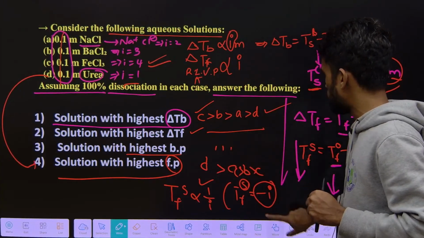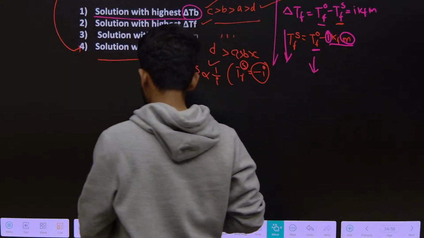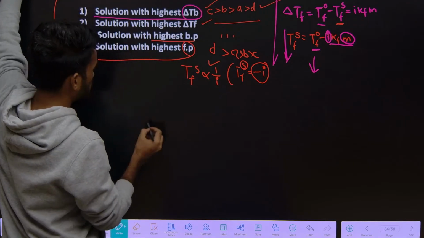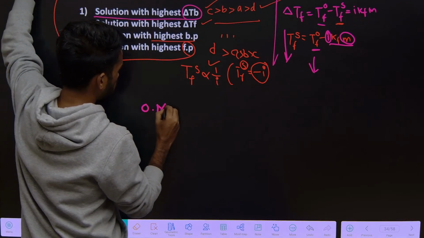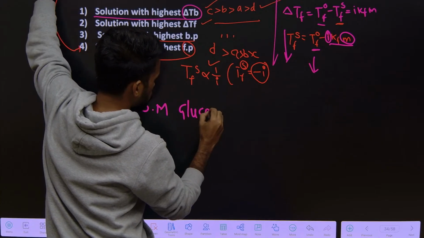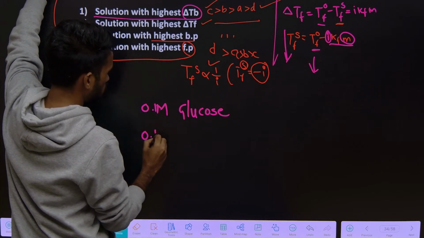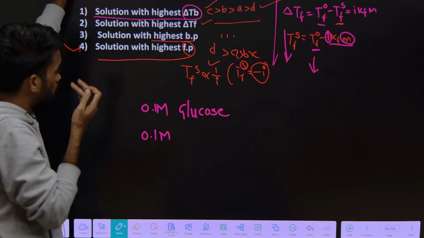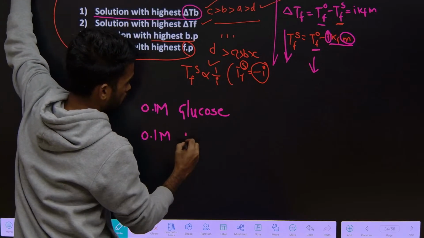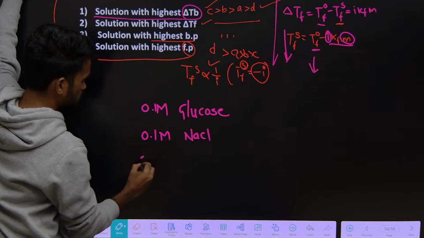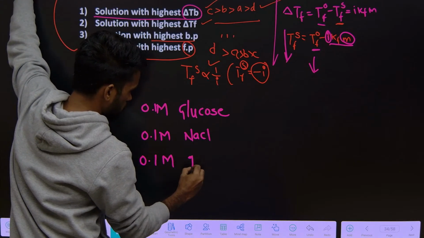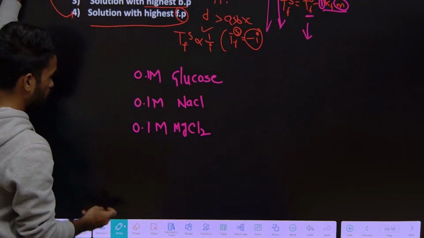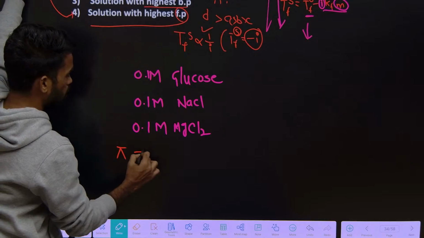For more clarity from your side, just tell me what will be the osmotic pressure order for this question. Say I have 0.1 molar glucose, 0.1 molar NaCl, and the next 0.1 molar MgCl2. Okay, very simple guys. For your understanding, tell me which solution has the highest pi, I mean osmotic pressure.